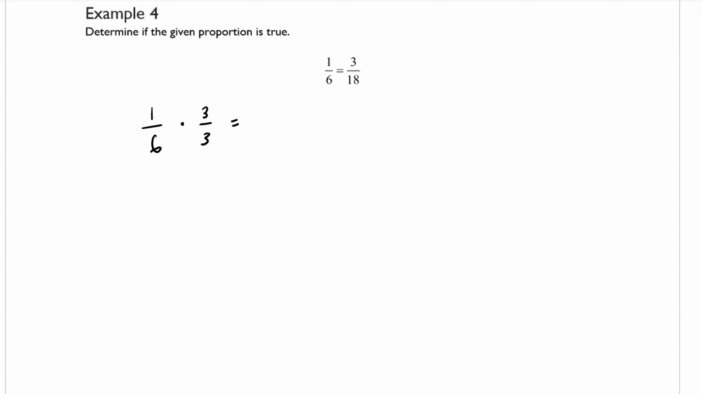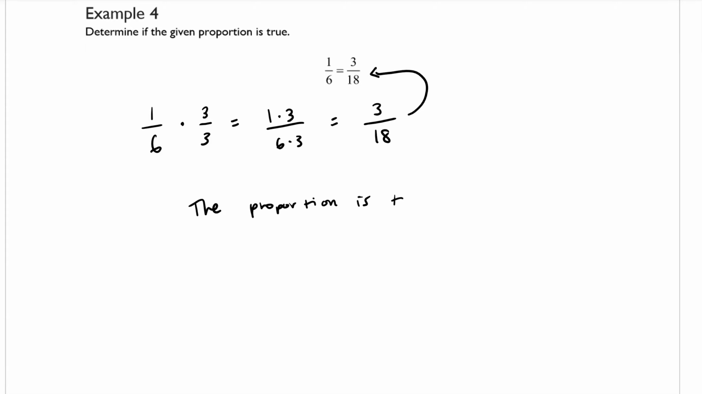And if that is equal to 3 over 18, then those two things are equivalent and the proportion is true. So let's see, 1 times 3 over 6 times 3 simplifies to 3 over 18, which is what we wanted right here. So the proportion is true.